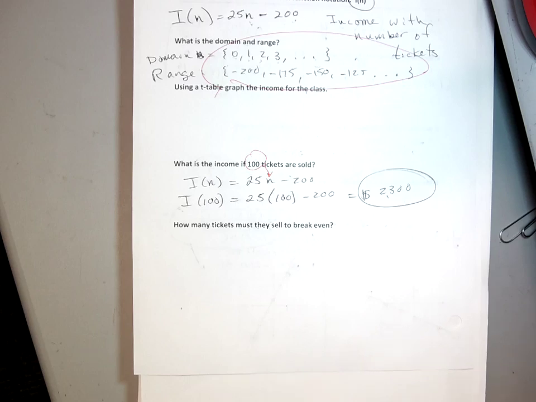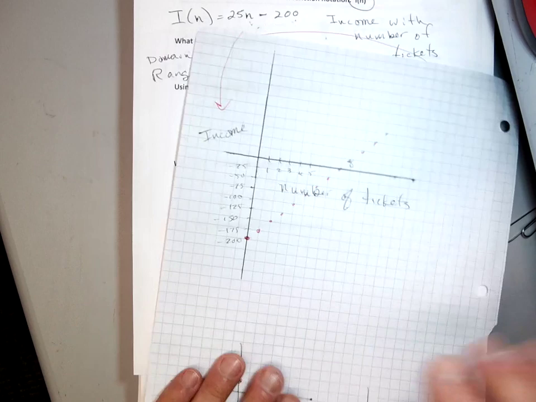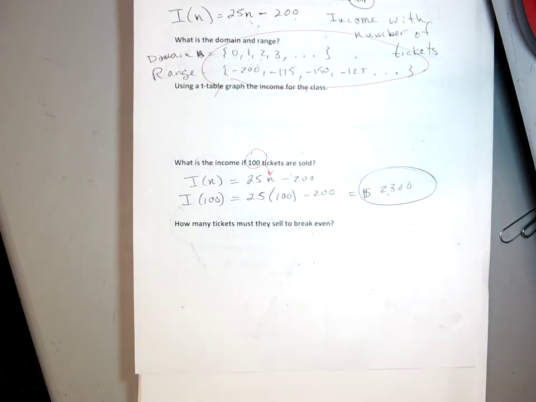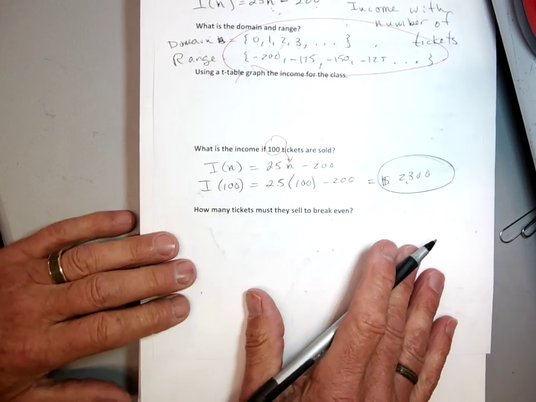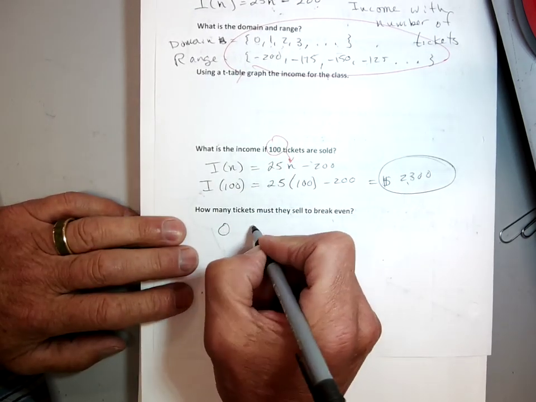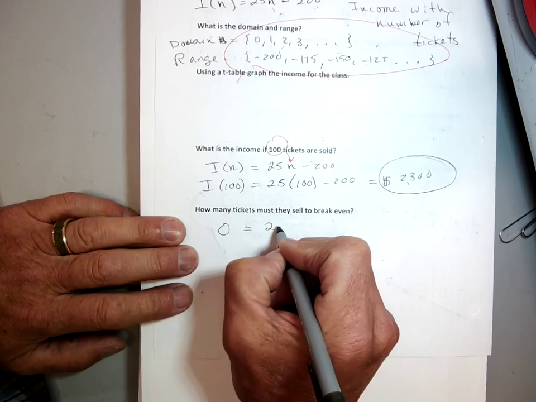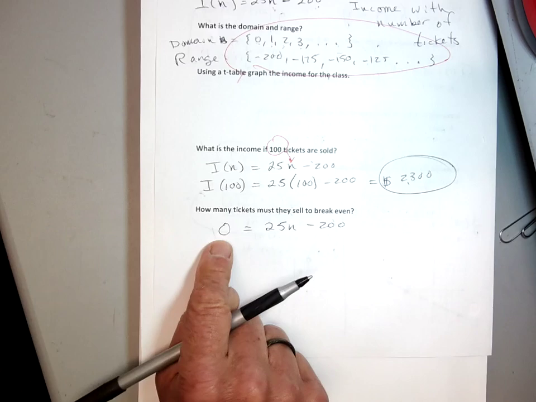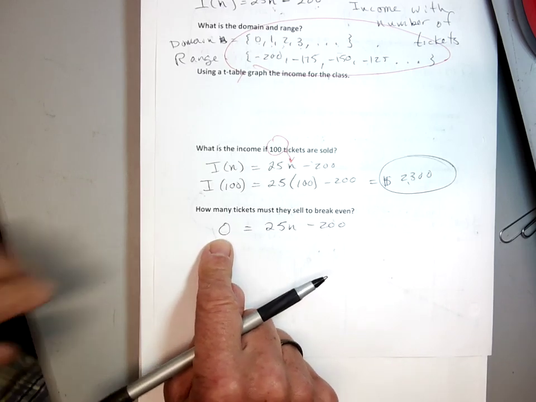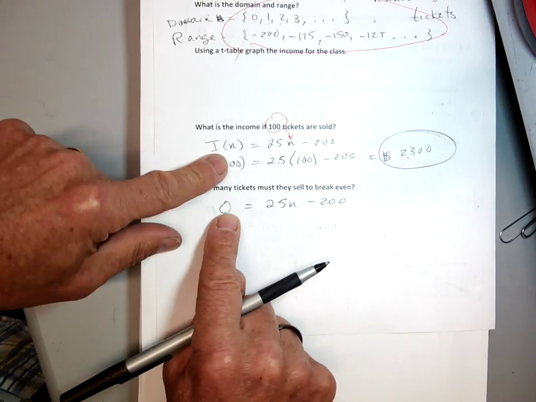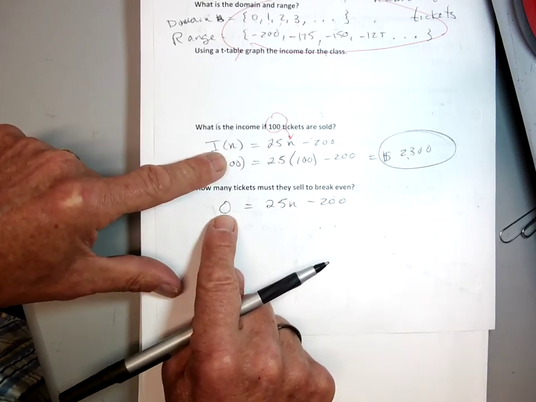How many tickets must they sell to break even? Well, we saw that on our graph. It turns out to be 8 tickets, but we can also do this with a little bit of algebra. If we set it equal to 0 and we solve. So we're going to say, what if the income is 0? That's break even. How many tickets do we have to sell? So instead of I of n, let's say that income is 0, that's break even.